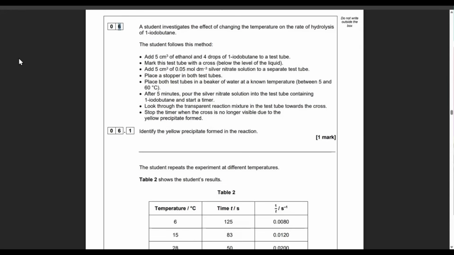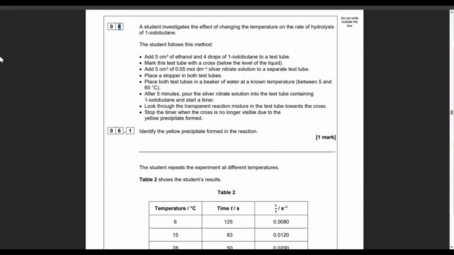Okay, let's get into this next question. This is question 6. A student investigates the effect of changing the temperature on the rate of hydrolysis of 1-iodobutane. The student follows this method: add 5 cm³ of ethanol and 4 drops of 1-iodobutane into a test tube. Mark this test tube with a cross below the level of the liquid. Add 5 cm³ of 0.05 mol/dm³ silver nitrate solution to a separate tube. Place a stopper in both tubes. Place both tubes in a beaker of water at a known temperature between 5 and 60.